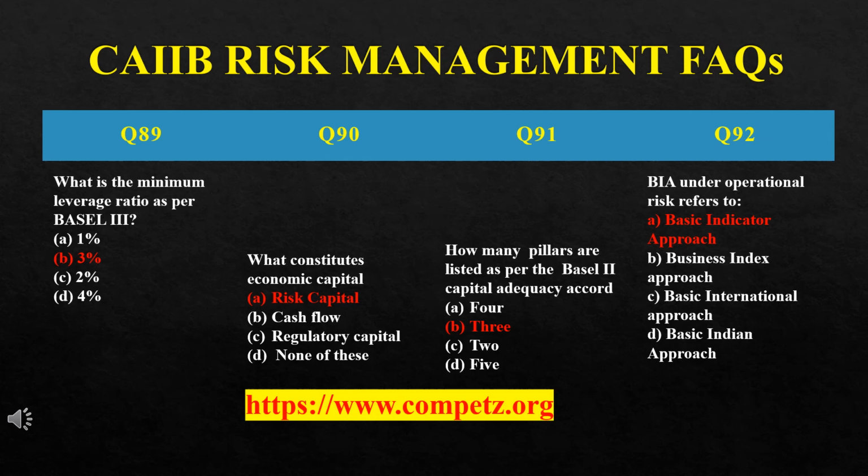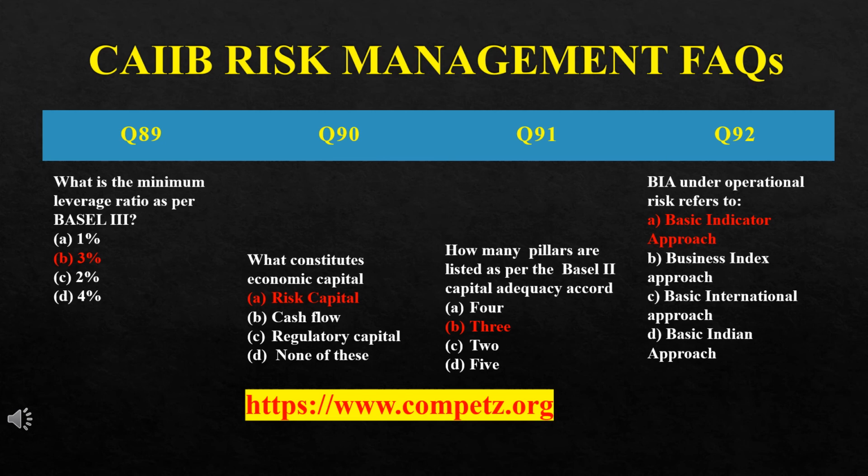Then how many pillars are listed as per the Basel II capital adequacy accord? There are 3 pillars. The 3 pillars under Basel Accord are capital adequacy requirements, supervisory review and evaluation process, and market discipline. The last question in this slide, BIA under operational risk refers to BIA. We have already studied this in our previous questions. You can go back to the first or the second part, and you will get the answer.